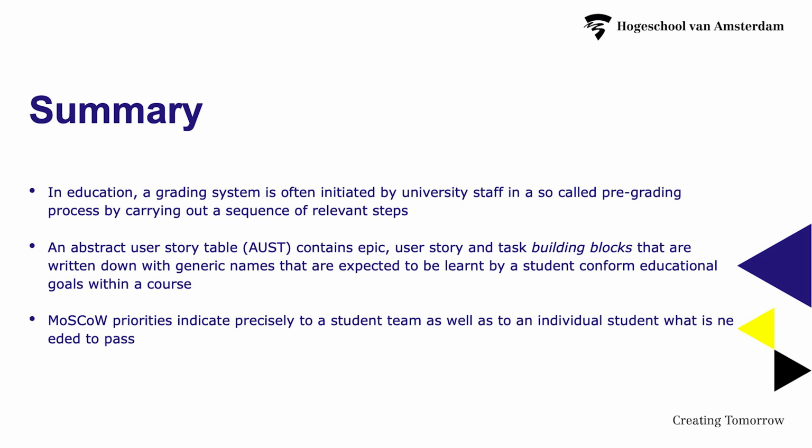In this video, you've learned that in education, a grading system is often initiated by university staff in a so-called pre-grading process by carrying out a sequence of relevant steps, and that an abstract user story table contains epic, user story and task building blocks that are written down with generic names that are expected to be learned by a student to conform educational goals within a course. MoSCoW priorities indicate precisely to a student team as well to an individual student what is needed to pass in a course. Thanks for watching.